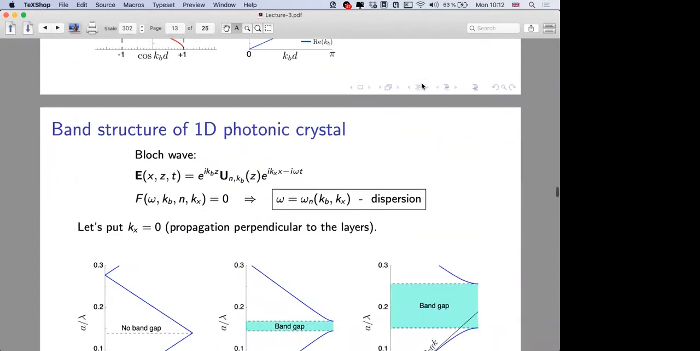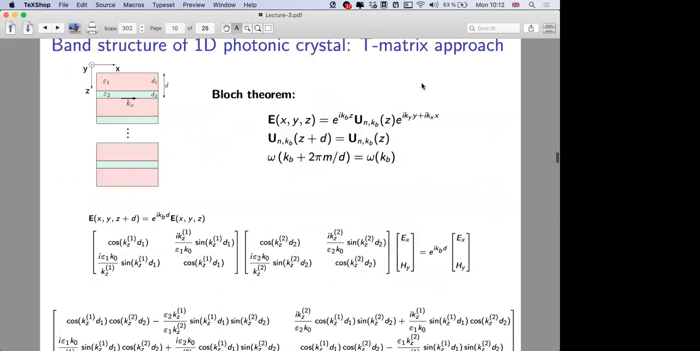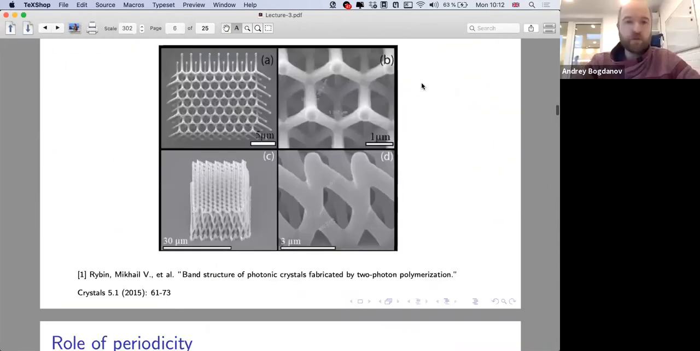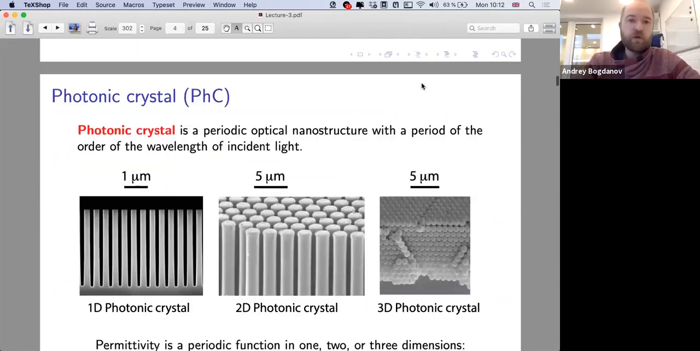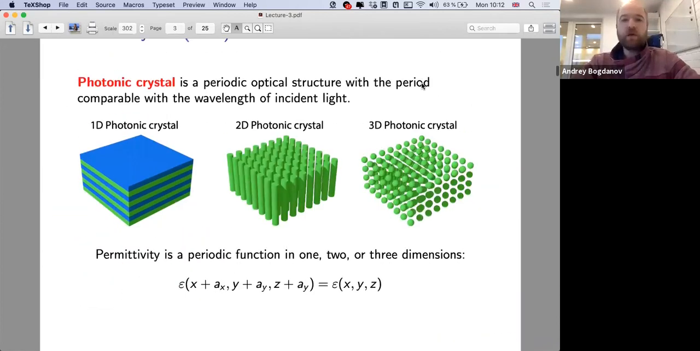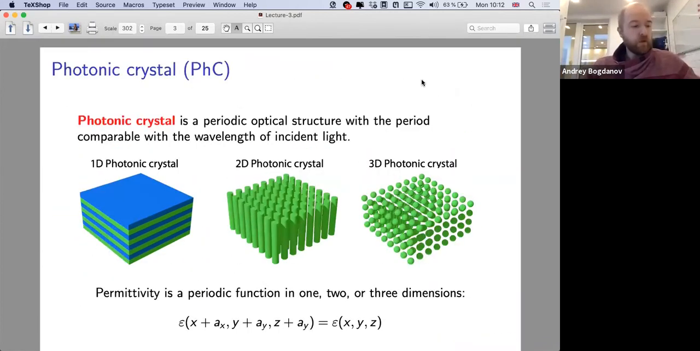Yes. Okay, so let me briefly remind you what we did at the previous lecture. At the previous lecture, we introduced the photonic crystals. A photonic crystal is a structure periodic, at least in one dimension, with the period comparable with the wavelength.